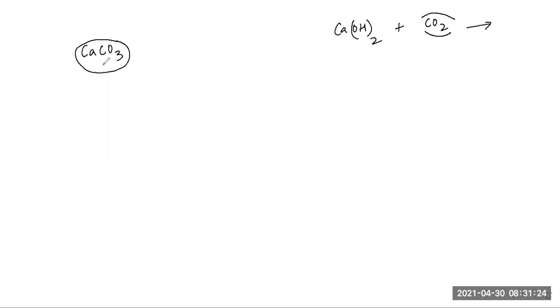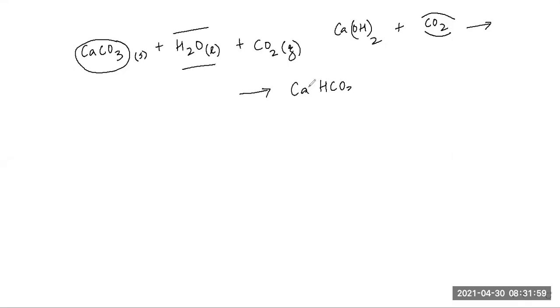How? Calcium carbonate, you know, which is responsible for milkiness. As it is a precipitate, we will write solid plus H2O, water. The water vapors are there in the atmosphere, or we can add water, plus carbon dioxide is also there in the atmosphere. So this is gas. This will produce Ca(HCO3)2, which is also aqueous.